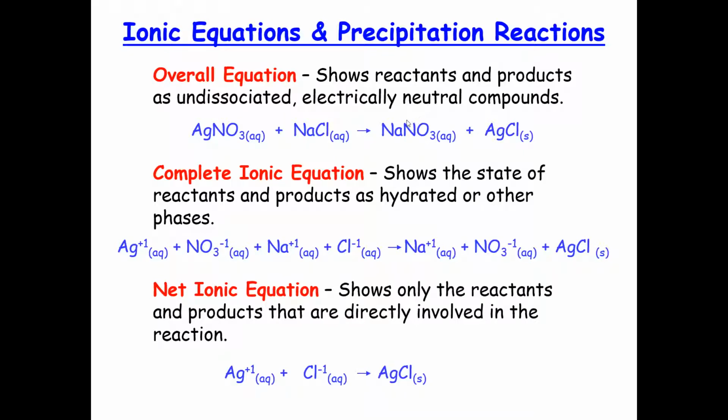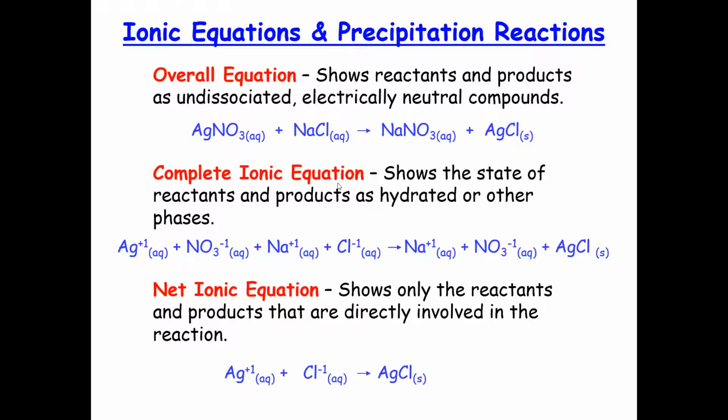the products, or the final chemicals that were produced in the chemical reaction. So the overall equation shows the reactants and products. The complete ionic equation is a little different, not important for now. Net ionic equation, not important for now. Just these types of equations exist.